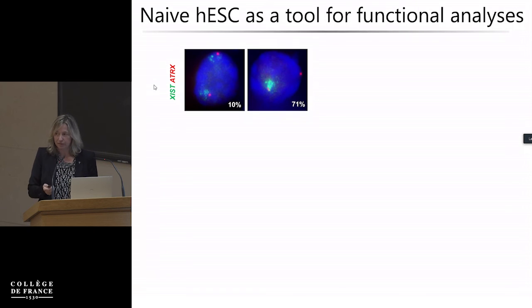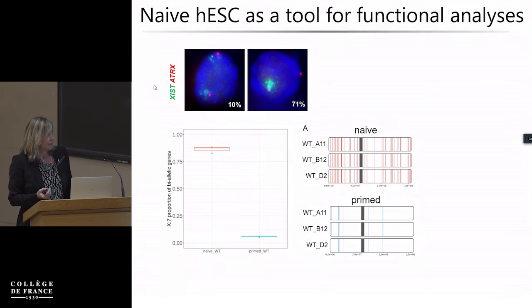What is not fully equivalent to the embryo, though, is the fact that while in the embryo you have XIST on the two X's in all cells, in these naive cells you have this pattern in 10% of the cells. And in the remaining cells, you have XIST only on one of the two X's, but XIST is not silencing in this case.